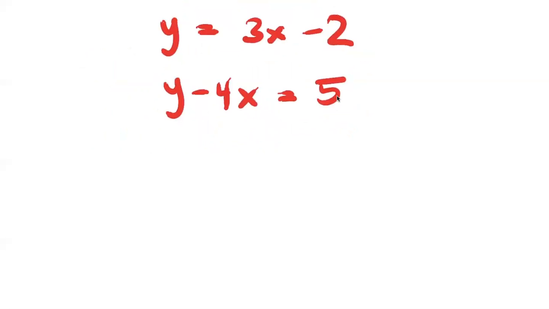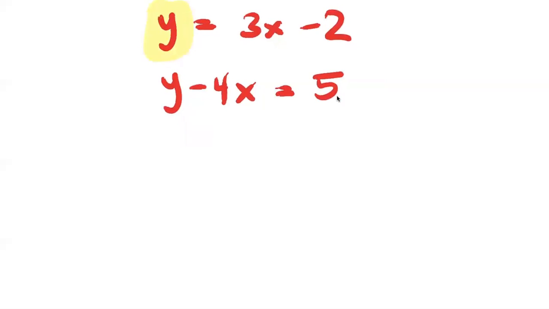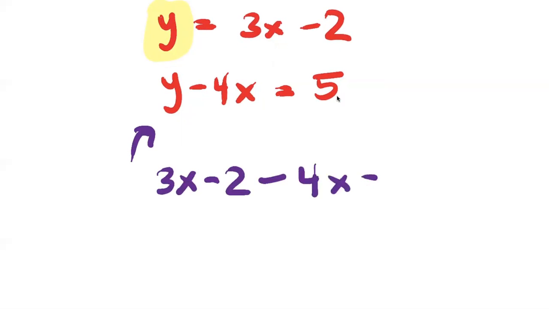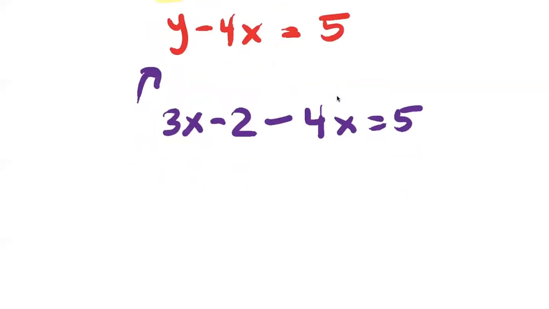So what I think would be easier here would be substitution, since we already have y is equal to defined. So let's just go ahead and plug that in. We know y is equal to 3x minus 2, so let's plug that in here. So we have 3x minus 2 minus 4x is equal to 5. Then let's simplify that. 3x minus 4x is equal to negative x. So negative 1x minus 2 is equal to 5.